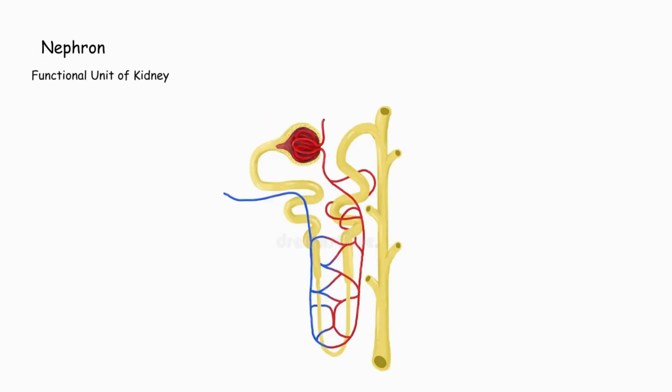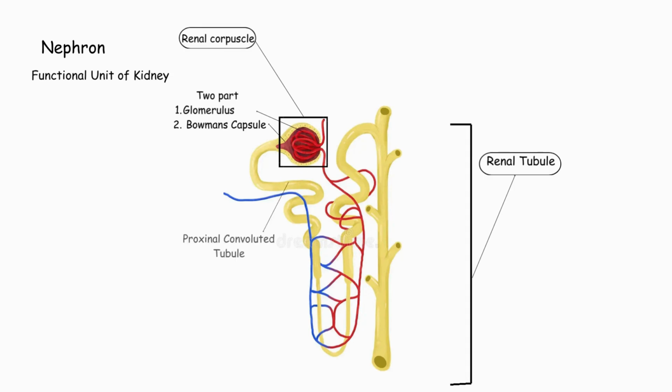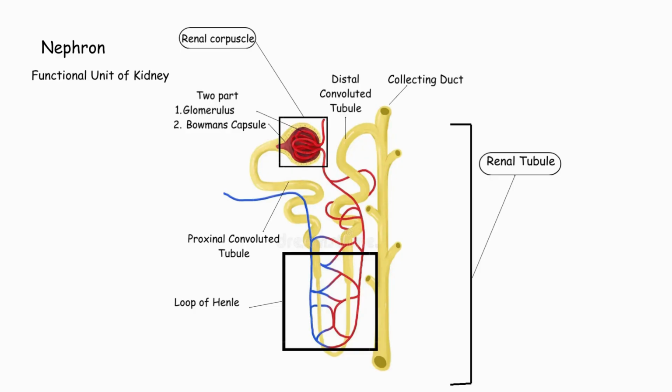The nephron is the functional unit of the kidney. It consists of the renal corpuscle and renal tubule. The renal corpuscle has 2 parts, the glomerulus and Bowman's capsule, while the renal tubule consists of the proximal convoluted tubule, loop of Henle, distal convoluted tubule and collecting duct that carries urine to the renal papilla.